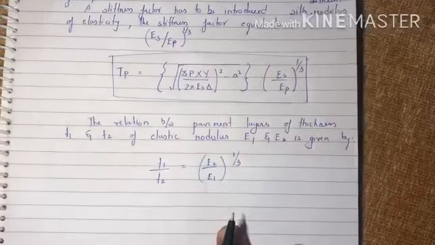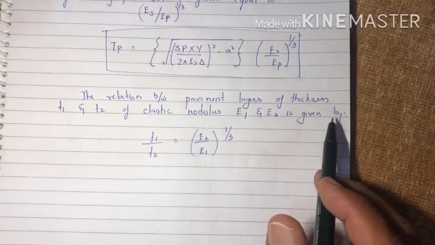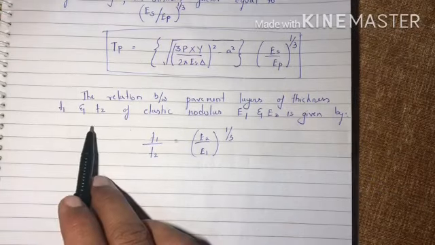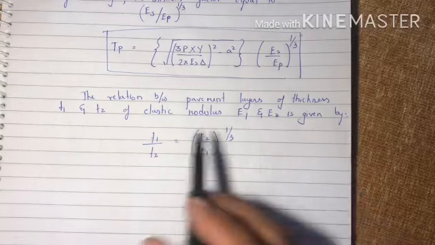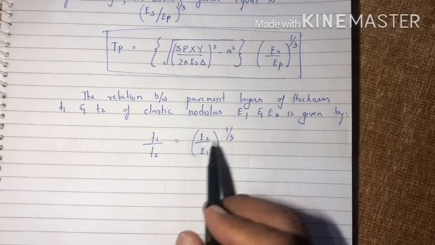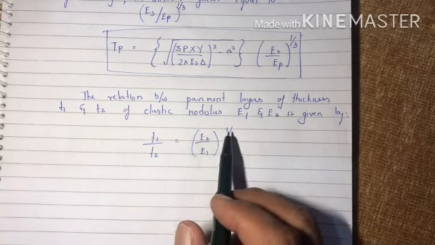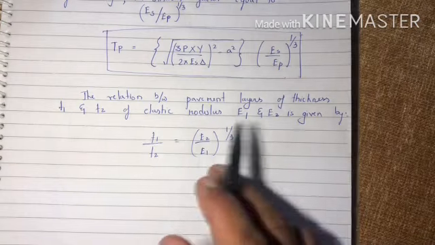Fine. Then further, the relation between pavement layers of thickness T1 and T2 of elastic modulus E1 and E2 is given by T1 by T2 is equal to (E2 by E1) whole raised to 1 by 3. So further this relation also comes into picture.